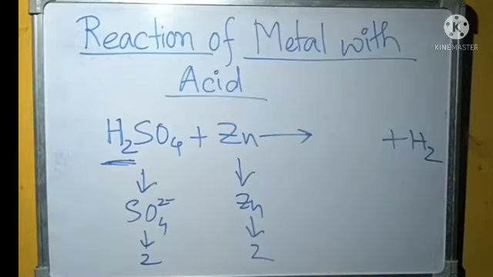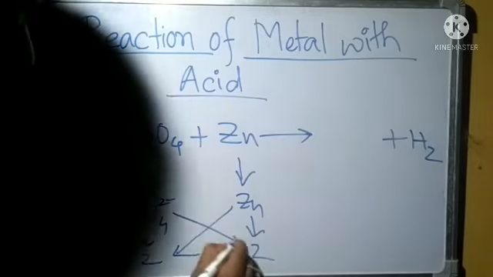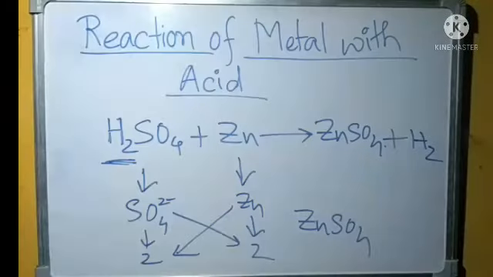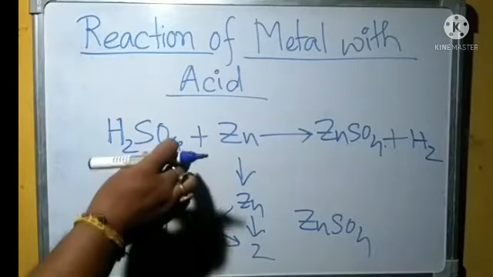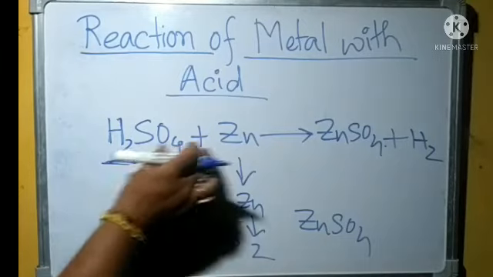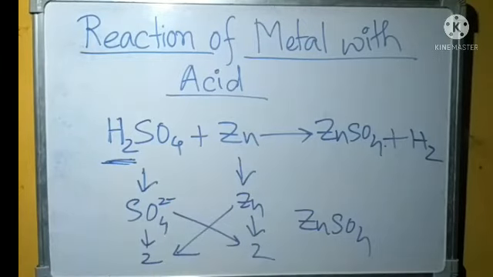Now if we have to write a compound where zinc and sulfate both are present, then the formula of the compound is: zinc will take its valency, sulfate will take its valency, that is, we'll get ZnSO4. So the salt will be ZnSO4. That means after removing the hydrogen, whatever is present with the acid, that part and the metallic part will make the salt.